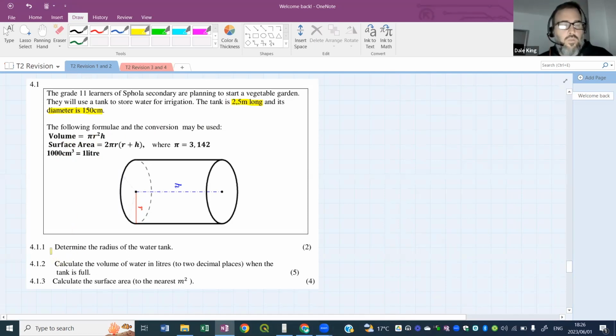Here's the first one, question 4.1.1. Determine the radius of the water tank. Who would like to tell me how we do that? How do we work out radius, ladies and gents? Sakile, hold on a second.